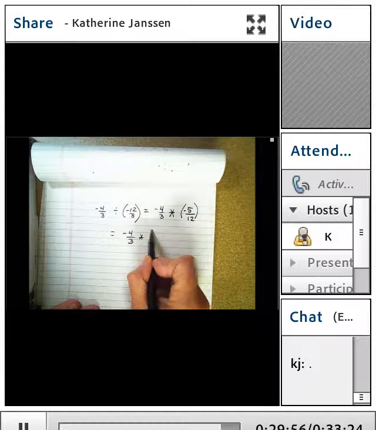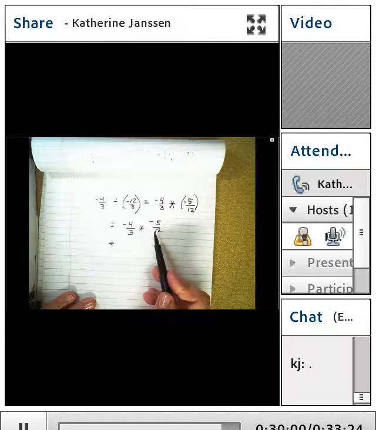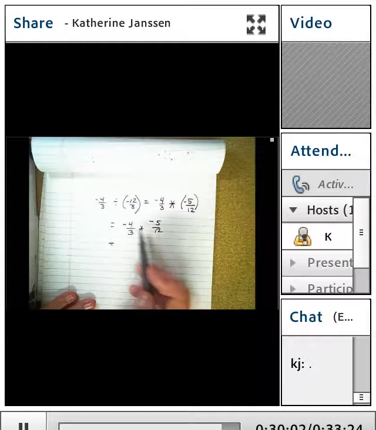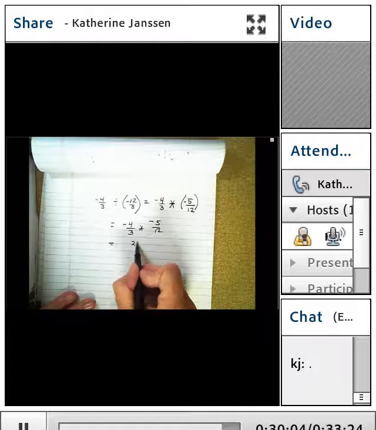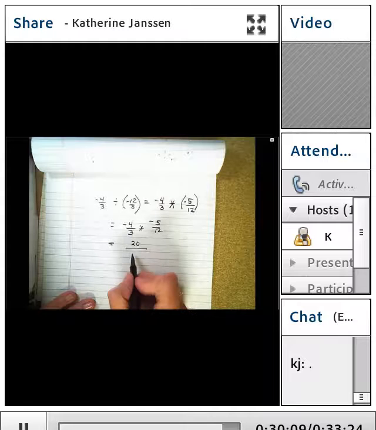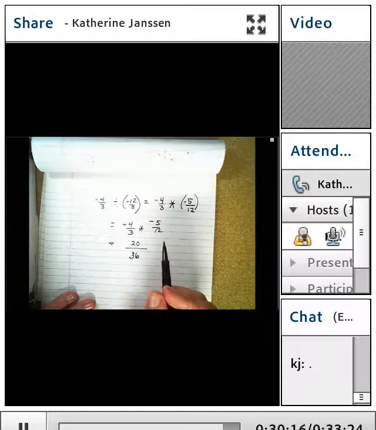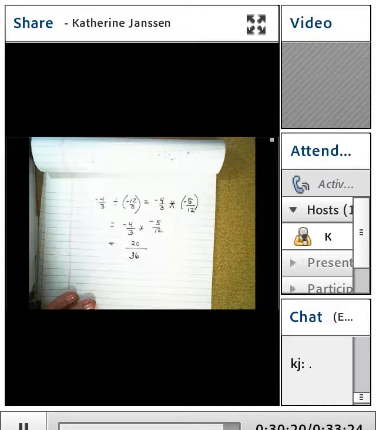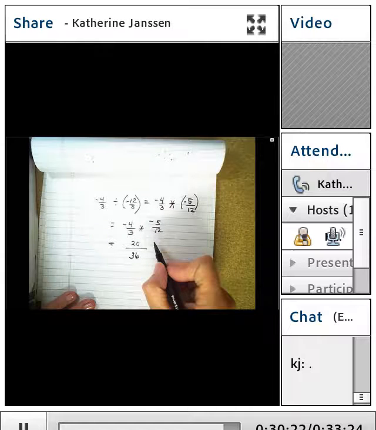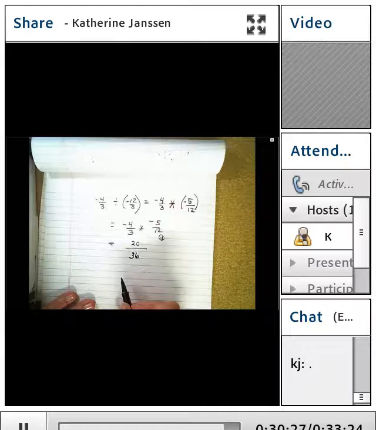Now, multiplication of fractions is a piece of cake. Multiply the numerators. The negative times negative is positive. And multiply the denominators. 3 times 12 is 36. Looks like it's even. 2 goes in, but 4 also goes in the numerator and the denominator. 4 goes into 20 5 times, and 4 goes into 36 9 times.